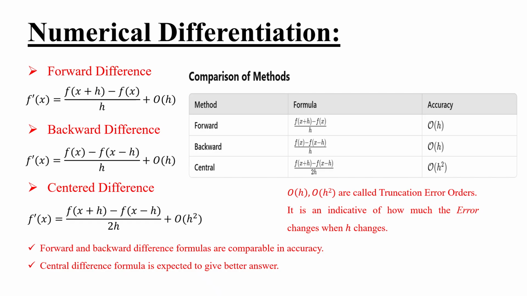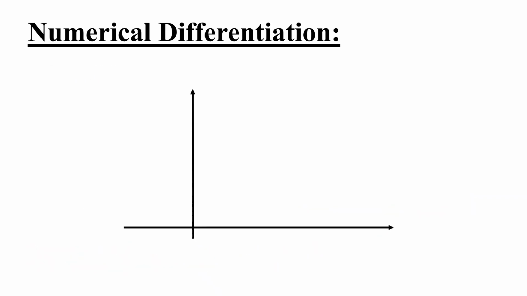So the central formula is expected to give a better answer. The idea here is simple: we are using more points to calculate the difference. Now let's see what actually happens graphically.